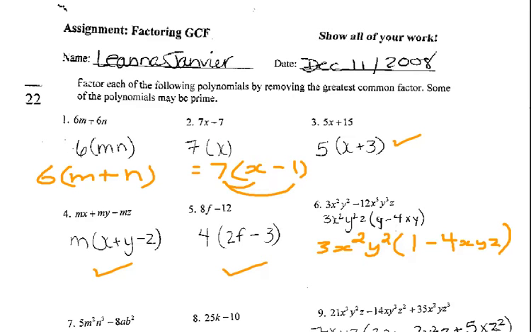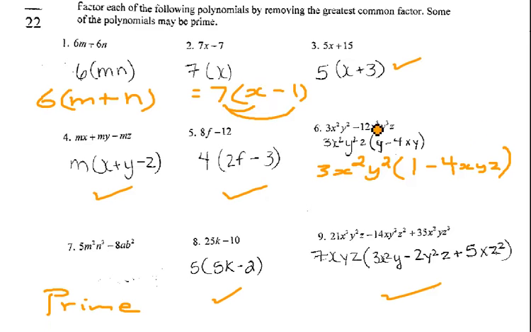Your 3, your 4, and your 5 are all perfect. In number 6, we're starting with 3x squared y squared minus 12x cubed y cubed z. So we look at what's common between the 3 and the 12. Well, that would be a 3. What's common between the x squareds and the x cubes? Well, we can take out two x's, so that's x squared. We have y squared and y cubed, so we can pull out two y's. And there is no z in this one, so we can't pull out the z.